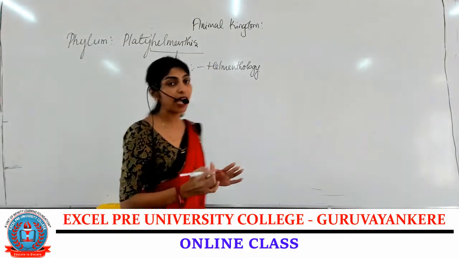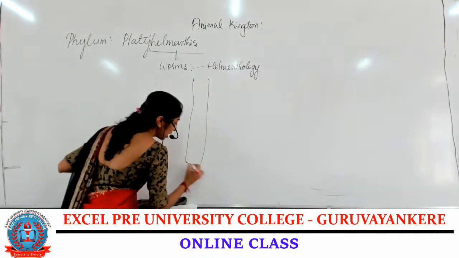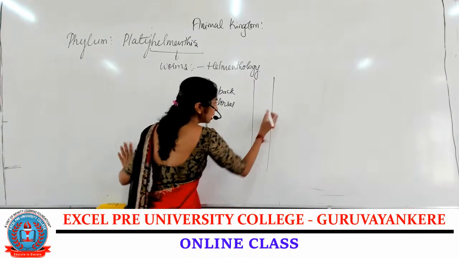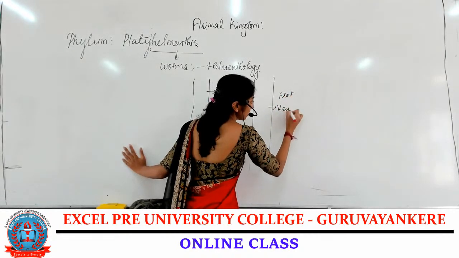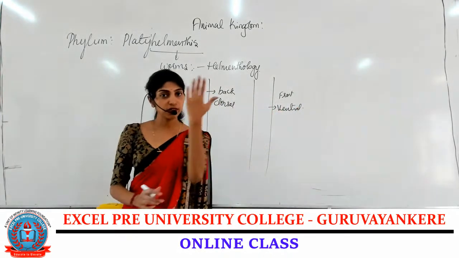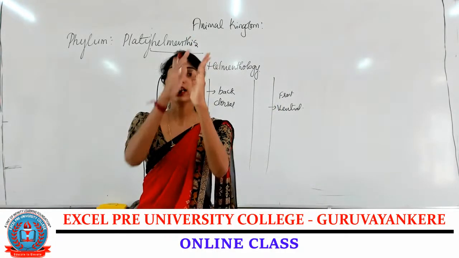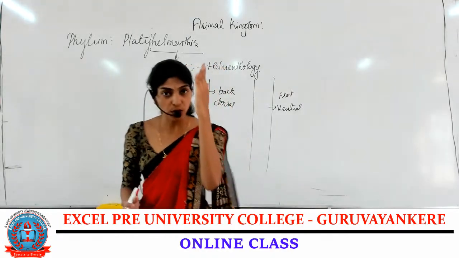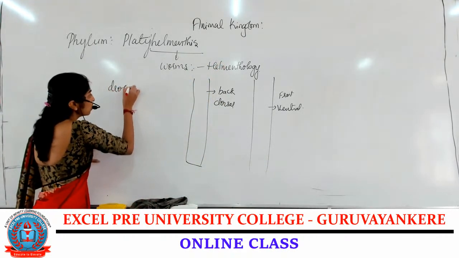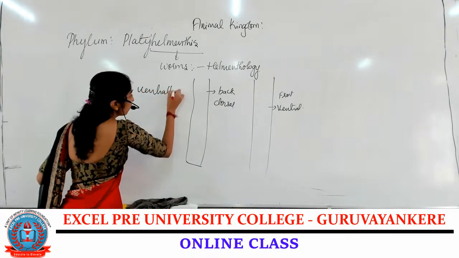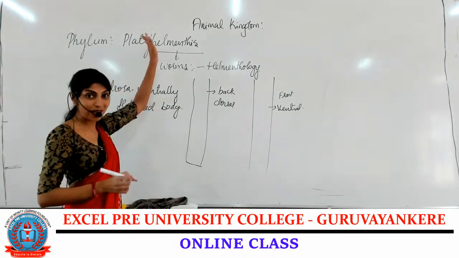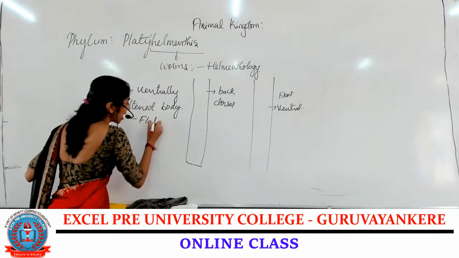If we look at the body of the organism, this is the dorsal side, the back view, and this is the ventral side, the front view. The body of the organism is flattened dorso-ventrally. They do not have any extensions. That is why they have got the name Platyhelminthes, or you can call them flatworms.